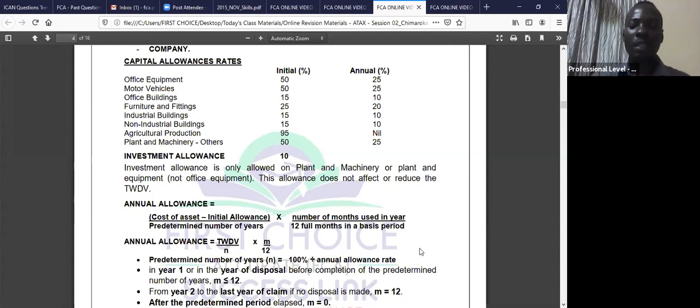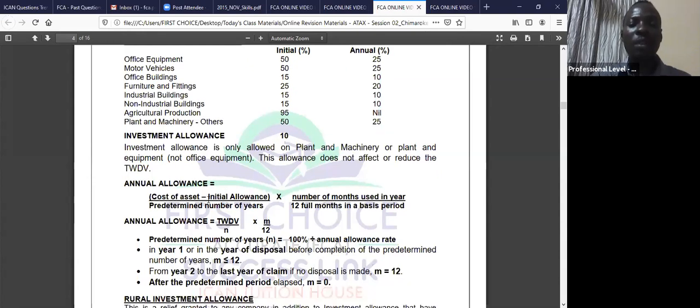After you have finished the predetermined number of years and the asset is not disposed, let's say it's a motor vehicle that is for 4 years. After the 4th year, when you get to the 5th year, you find out that your M is 0, because you are no longer charging depreciation or capital allowance on the asset. So we say M is 0. Zero divided by anything is 0, zero multiplied by anything is 0. So your annual allowance will become 0. Once you have reached the predetermined number of years, after that, the annual allowance is 0. You don't charge anything on it.